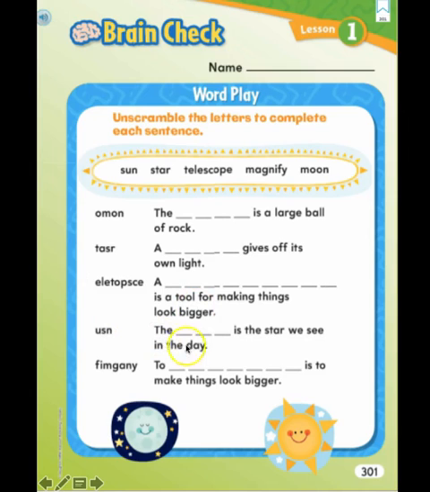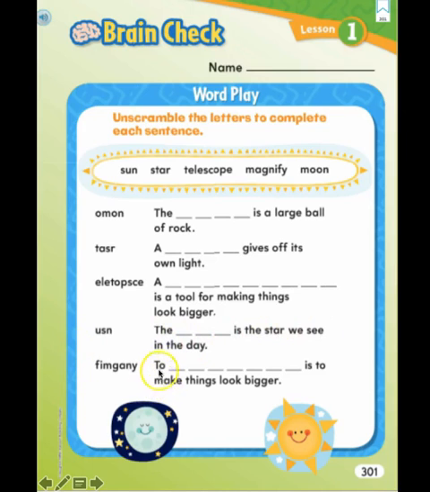Next we have the blank is the star we see in the day. I only see 3 letters here, 3 mixed up letters here. Only one of these words has 3 letters. Write it on the blank. The blank is the star we see in the day.